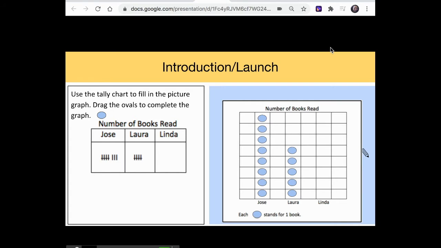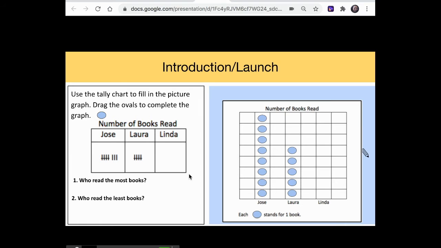In the previous lesson, we used the data from the tally chart to create a picture graph about the number of books that Jose, Laura, and Linda read. When looking closely at this graph, we can answer questions about the graph, such as who read the most books? Just by looking at the graph, we can see that Jose's number of books is the most. He read 1, 2, 3, 4, 5, 6, 7, 8 books.